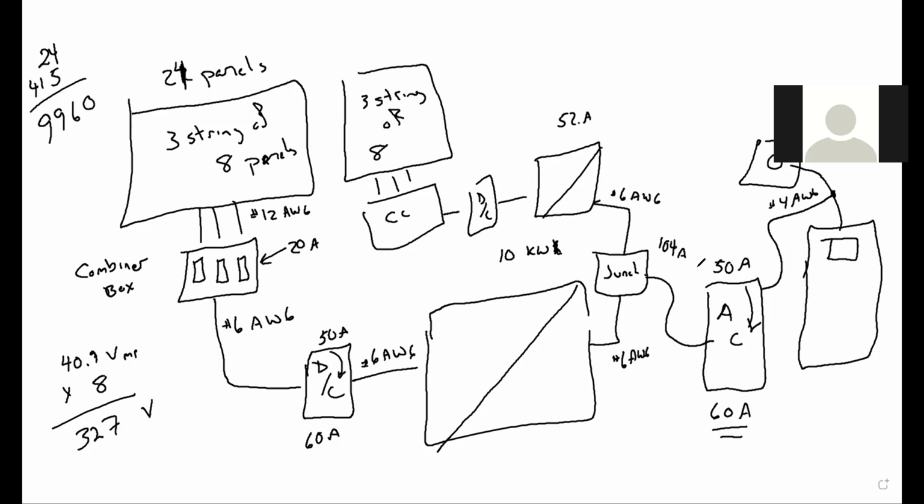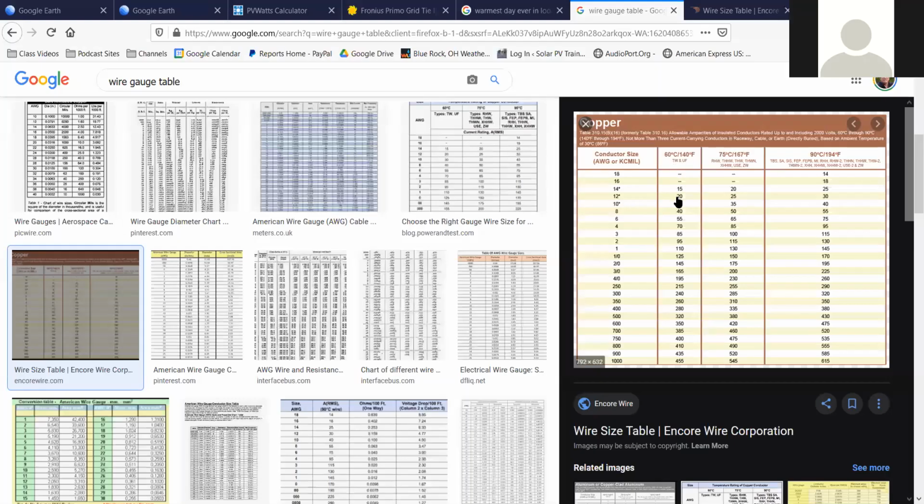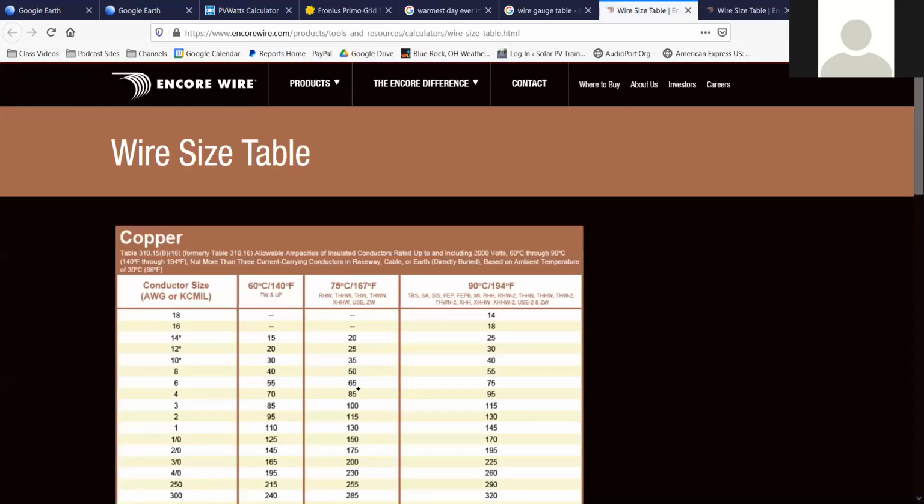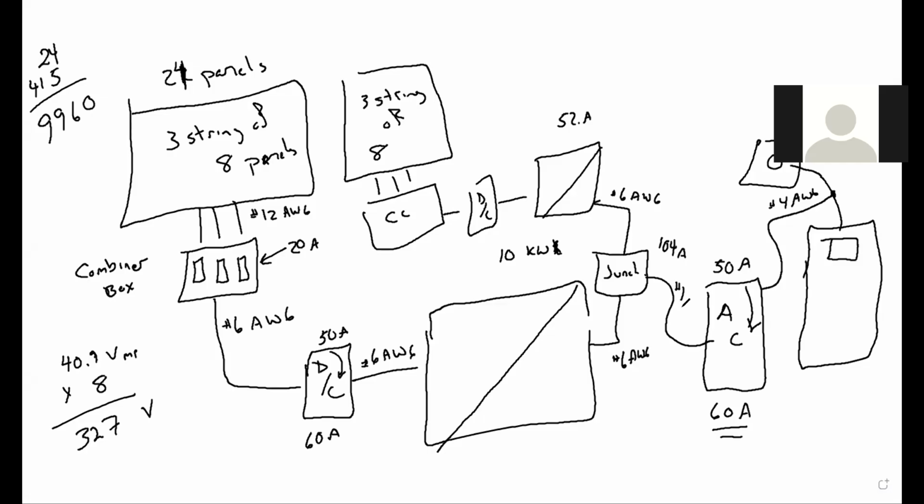Well, 104 amps, that means we're going to need a bigger wire. We're going to need a bigger boat, right? All right, so 104 amps, we're going to need at least 1 gauge wire. So that goes to 110 amps. So from there, we're going to have 1 gauge. Remember, the smaller the number, the bigger the wire.